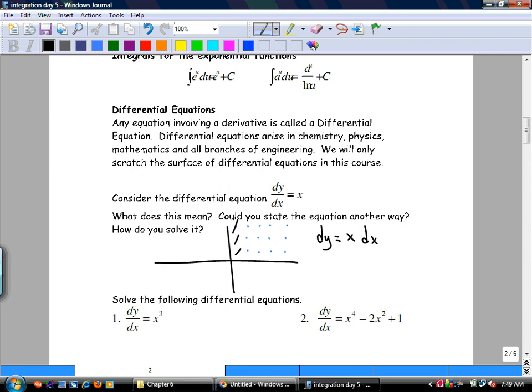How do you solve it? You take the antiderivative of both sides. So instead of taking the derivative of both sides, we take the antiderivative of both sides. The antiderivative of 1 dy is just y. The antiderivative of x dx is 1/2 x squared plus c.